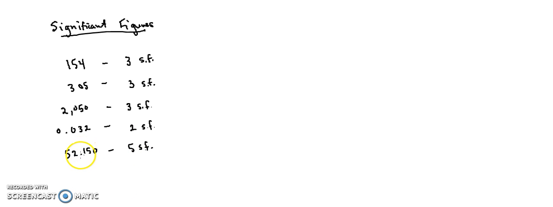Okay, so anything that's non-zero automatically counts. Anything to the right of a decimal after a significant figure is going to count, and then the other zeros do not count unless you're told otherwise.